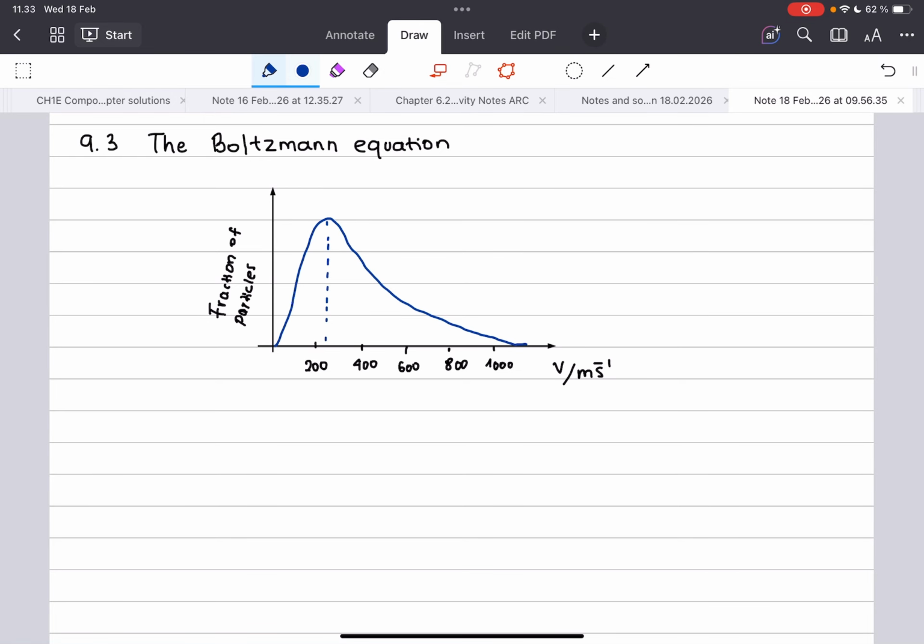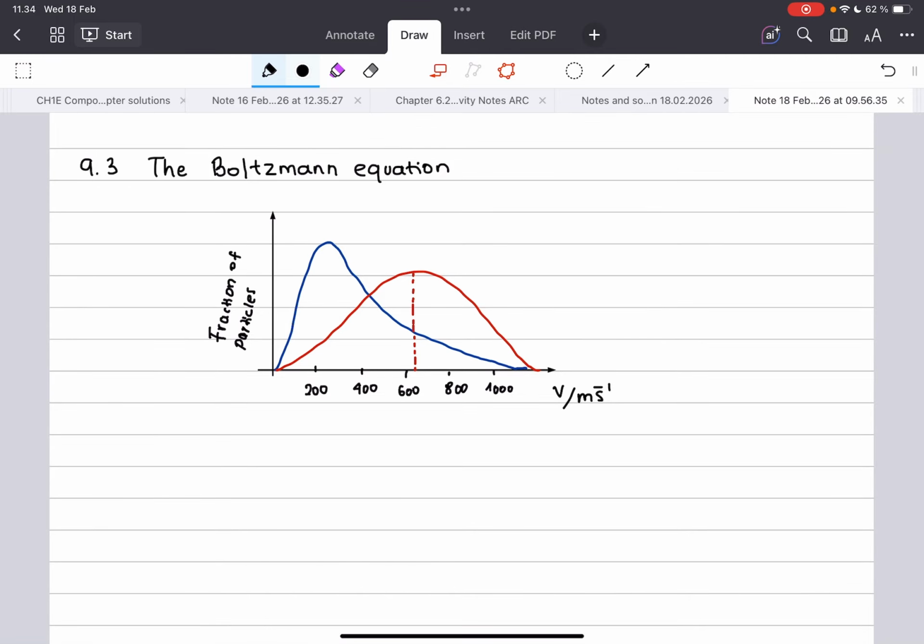If you have a hotter gas, maybe then the curve will be like this. That means surely the gas is hotter because most of the particles are now moving at higher velocities, right? That's what this means. So we define the root mean square speed.